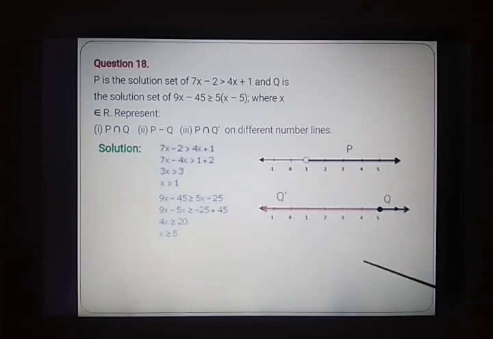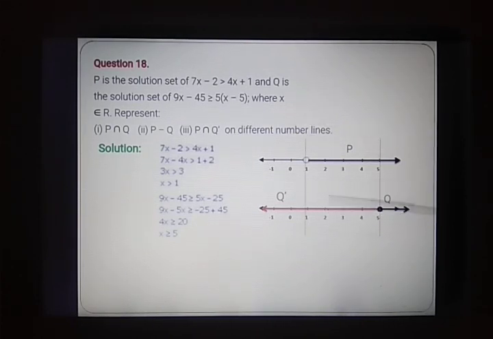So this is my Q dash. So see here, in this new bold line, 5 is not included. Please remember that. Because 5 is included in Q, so in Q dash 5 will not be included. Now we have to take common elements in between Q dash, that means this one, and P, because intersection is common elements. So let me draw one more line.